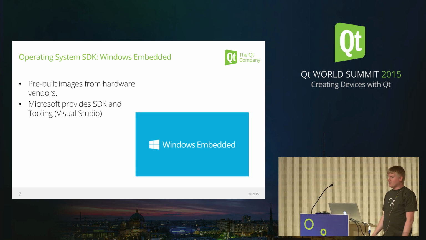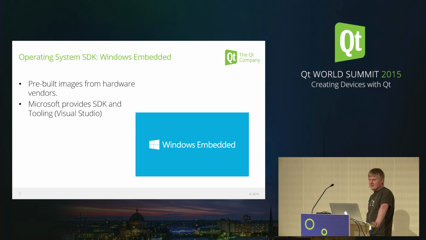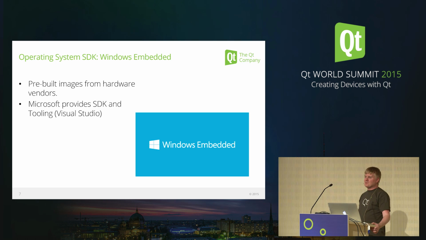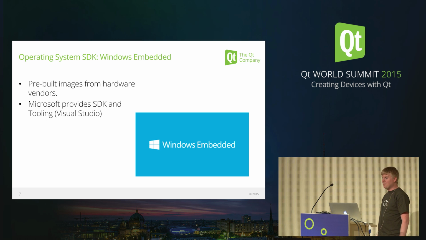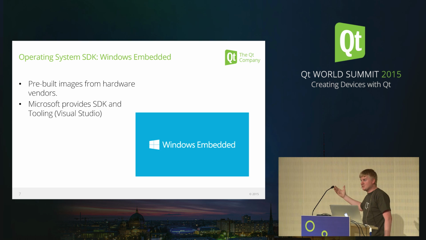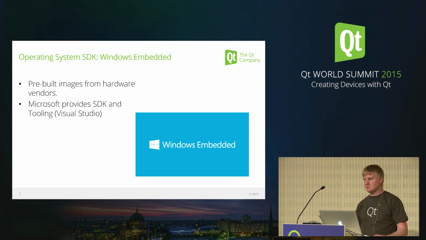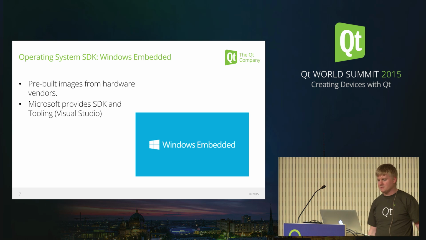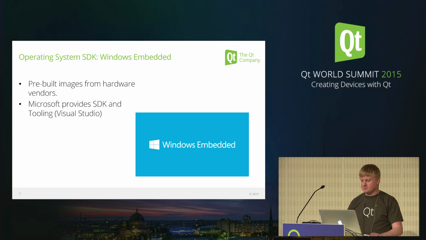Another very popular embedded platform is Windows Embedded, Microsoft's offering. That's a bit different than the other two because in many cases your hardware vendor will actually do the integration with the Windows Embedded image, so maybe kernel patches and things like that. And then your customization comes down to what modules you're actually going to include, what parts of Windows Embedded you're going to include in your end image. And the SDK comes from Microsoft.